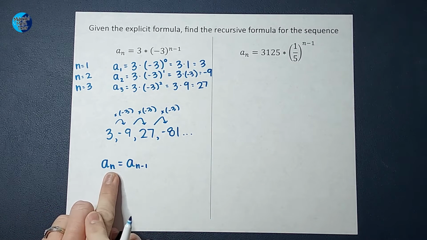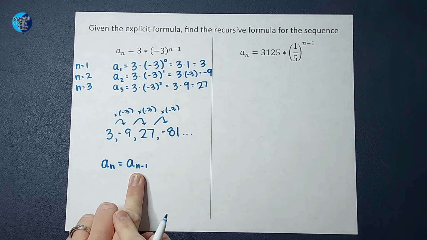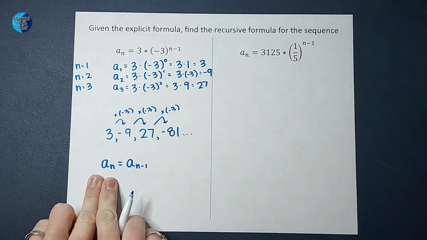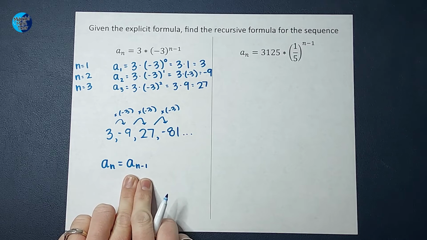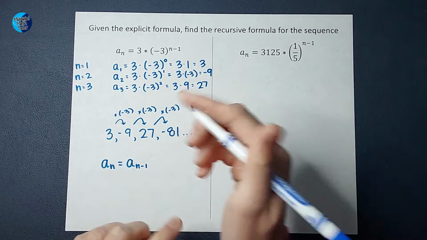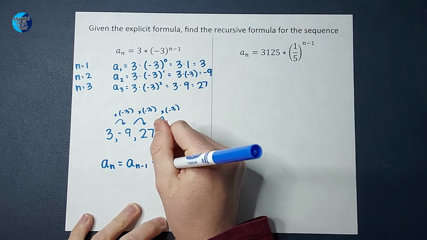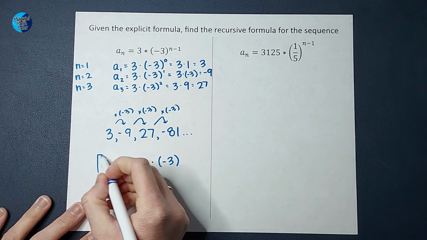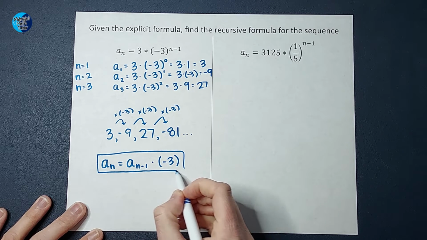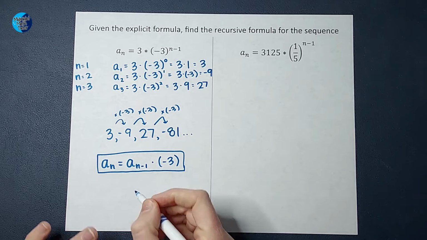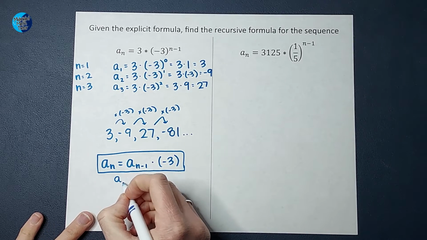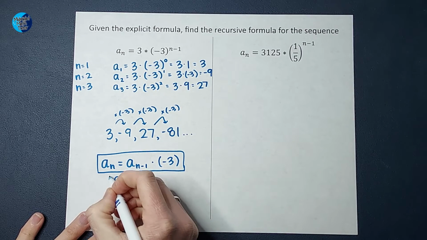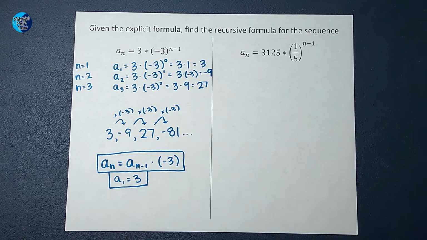If I wanted to find the fifth number in this sequence, I would need the fourth number, which would be 5 minus 1, right? So whatever number you want to find, you take the one before it. And in this case, what are we doing? We are multiplying by -3. That is my recursive formula. Now, in order for this to be helpful to anybody that needs to use it, I need to let them know what the first number in the sequence is, which in this case is 3. There we go. We found it.